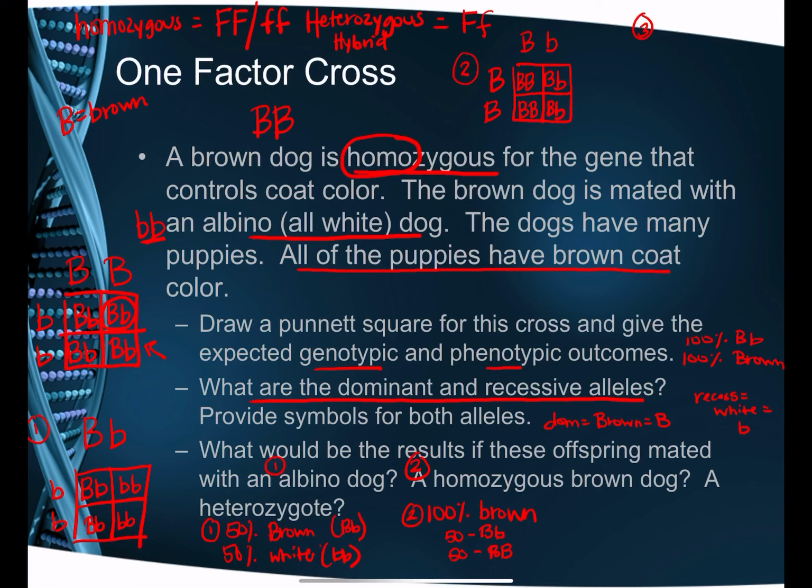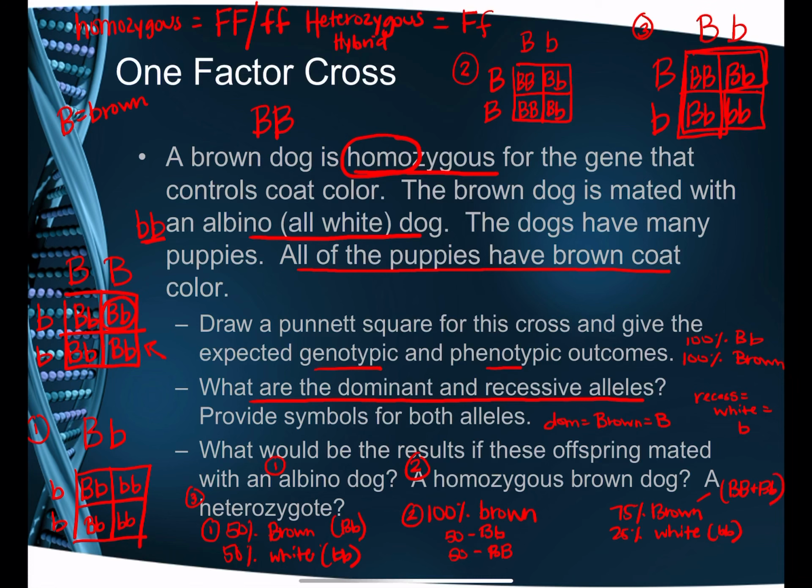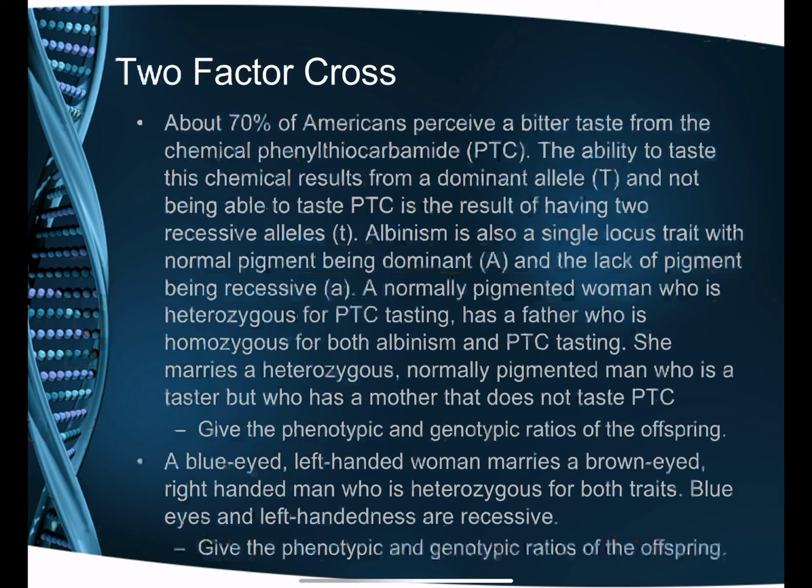And then the last one, it says a heterozygote. So if we're crossing our offspring, and those offspring again, they were big B, little b, with a heterozygote, fill in our Punnett square, you should get 75% brown, 25% white. All of those whites are going to be little b, little b. The browns, some of them would be big B, big B, and some of them would be big B, little b. Okay. And that's how you do a one-factor cross. Okay. So that should have been pretty easy.